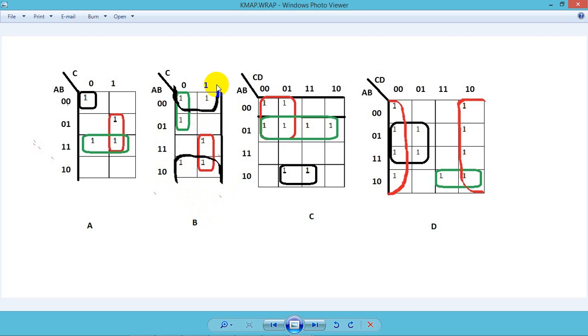So if you want to write the K-map expression for this one, you have our A complement and our C complement, plus we have our A and our C, plus our B complement.